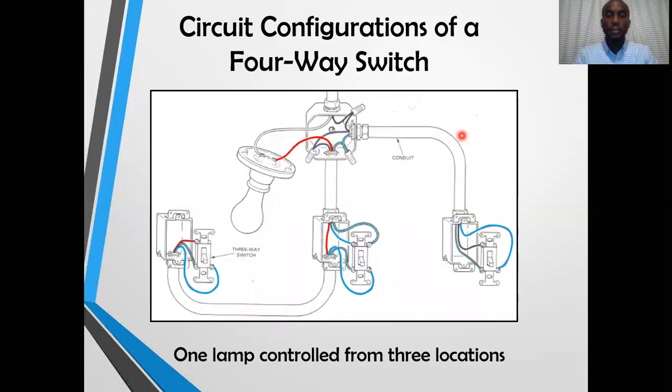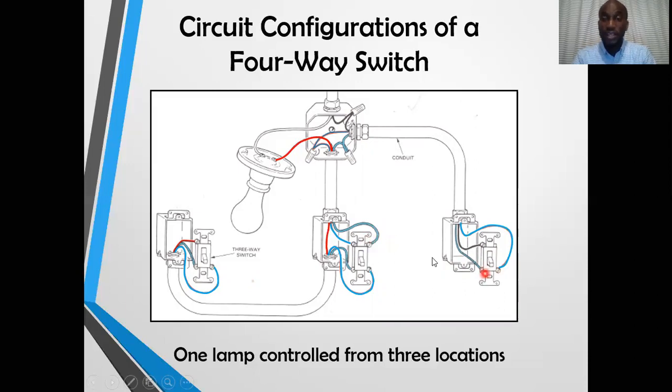So here we have one lamp controlled from three locations. The source is at the lamp. Typically, we will wire the three-way switches the way we know how. The only difference is that the four-way switch now will find itself in the middle. So our source comes and we feed the first three-way switch. Then we will take the two traveler terminals from that three-way switch, and instead of going directly to the next three-way switch, we will now connect it to the four-way switch.